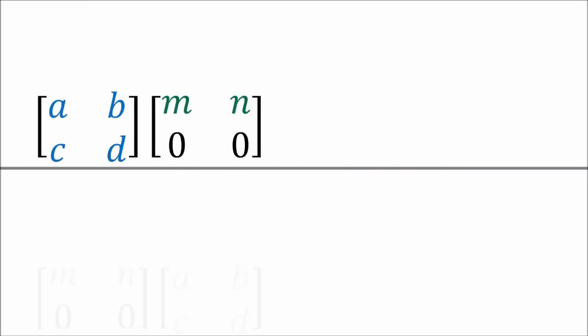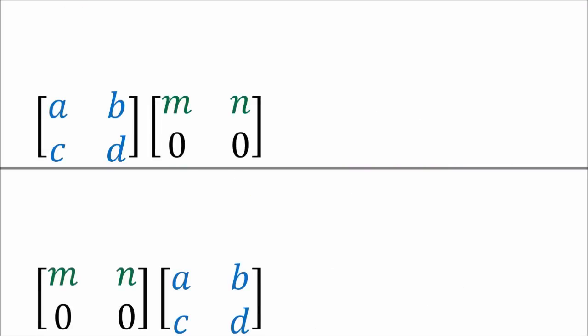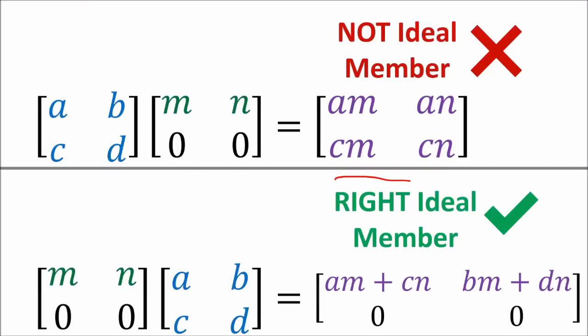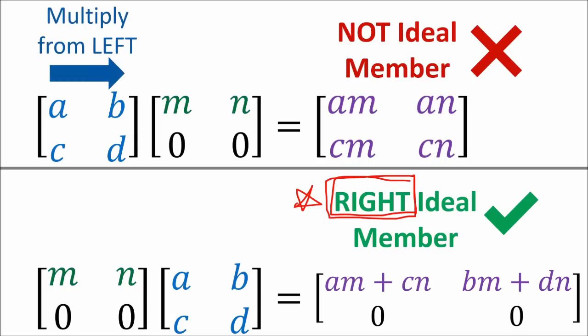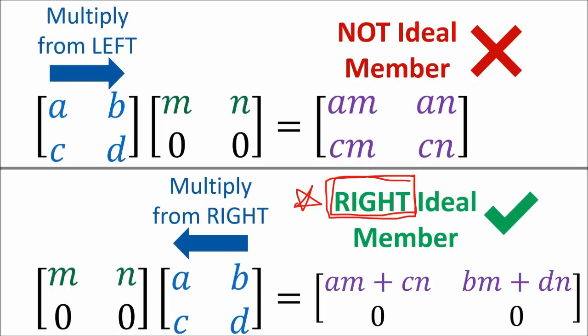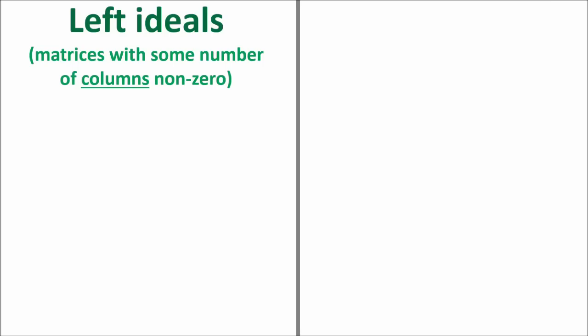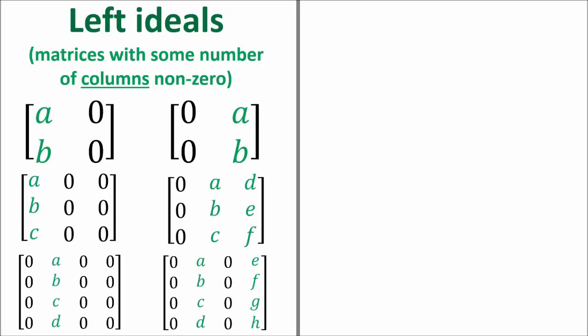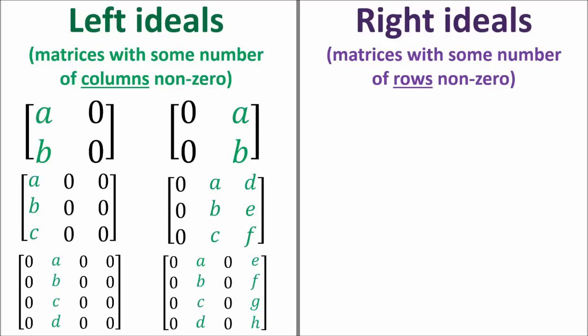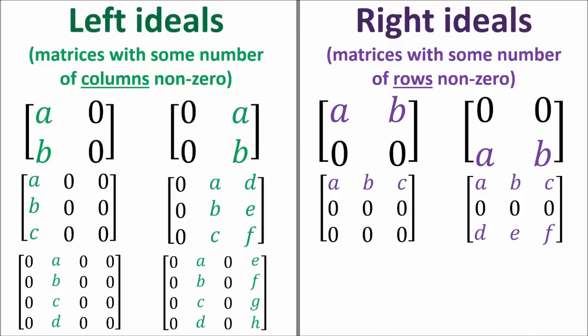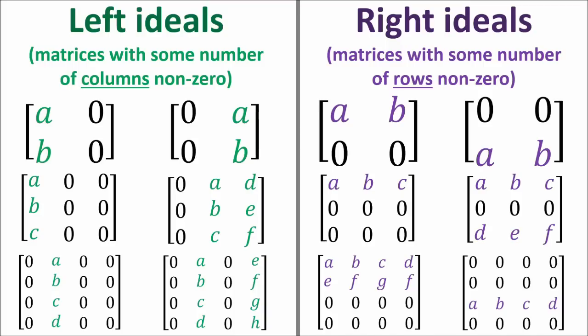If we look at the set of 2x2 matrices where only the top row is non-zero, this ends up being a right ideal, because the multiplication rule is satisfied only when matrices are multiplied from the right. It turns out that any set of matrices with only specific columns being non-zero form left ideals, and any set of matrices with only specific rows being non-zero form right ideals.